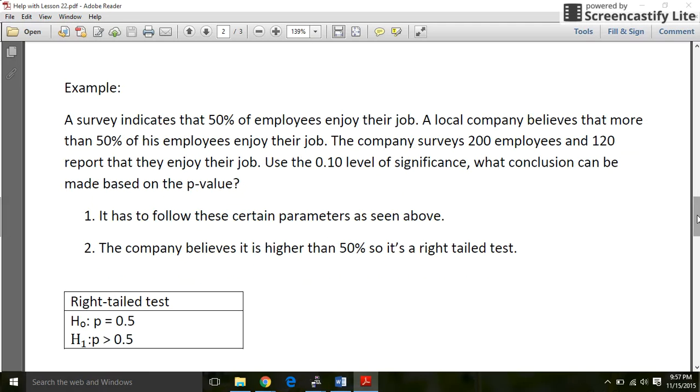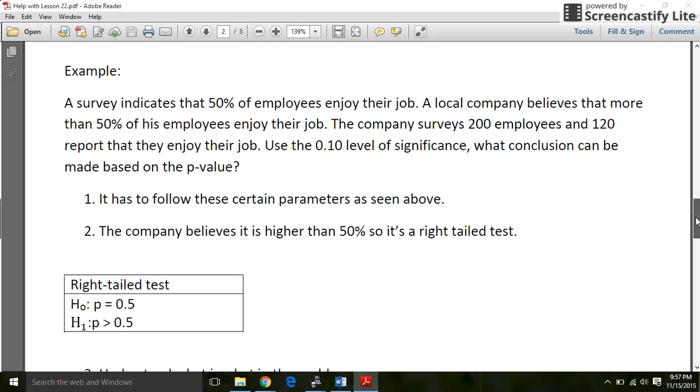So my example: a survey indicates that 50% of employees enjoy their jobs. A local company believes that more than 50% of its employees enjoy their jobs. The company surveyed 200 employees, and 120 reported they enjoy their jobs. Using the 0.10 level of significance, what do you conclude based on the p-value? Okay, it follows all the parameters above. We're going to just say that it does. So let's go here.